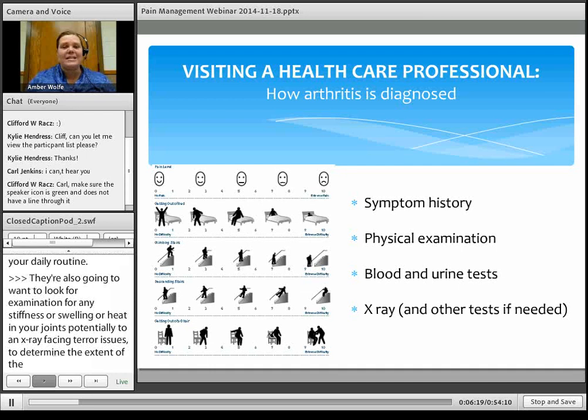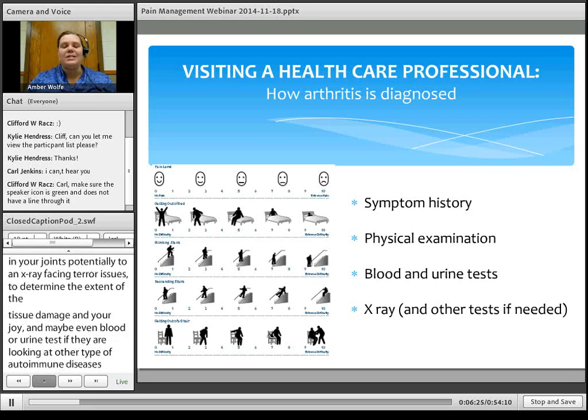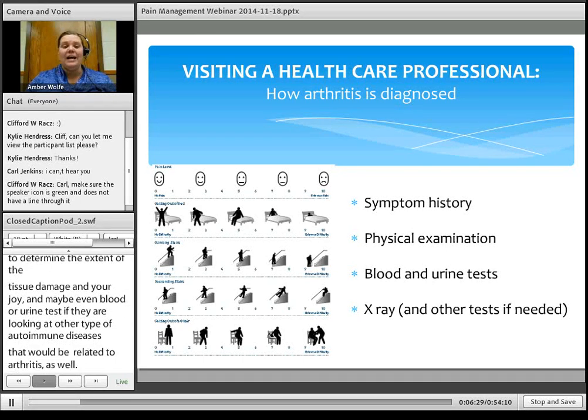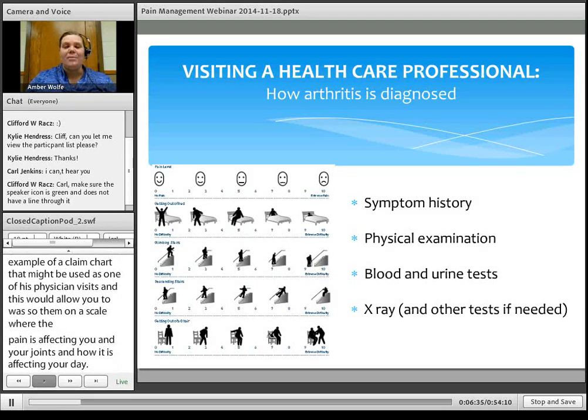You can see an example of a pain chart that might be used at one of these physician visits. This would allow you to show them on a scale where the pain is affecting you in your joints and how it's affecting your day. The link to this resource is also available on the archive website with this presentation, so if that might be useful to you, please go to that website and download it as well.